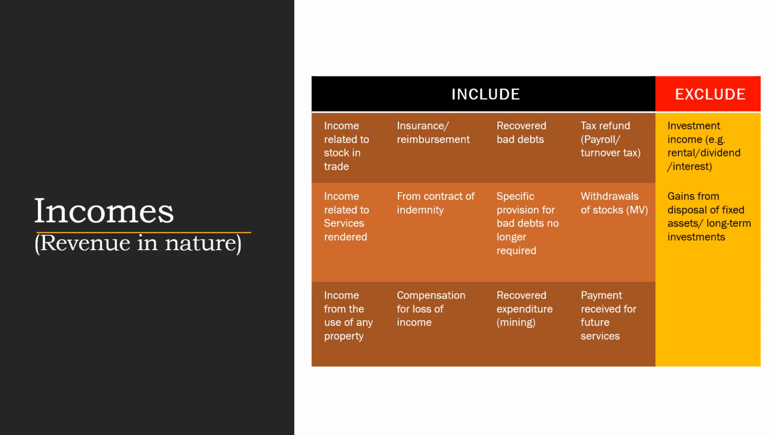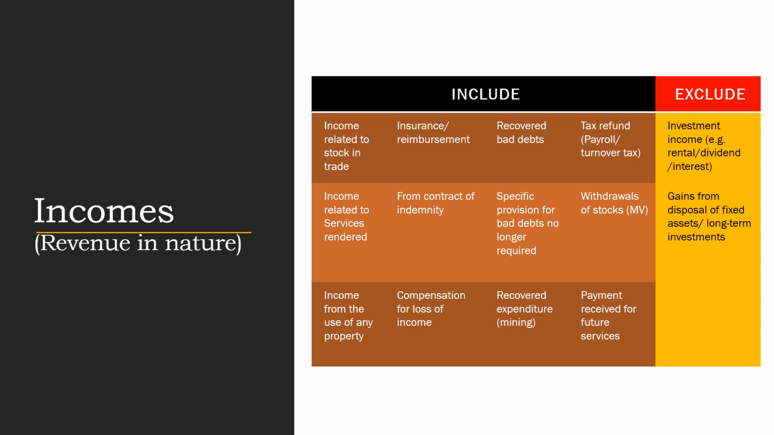So these are what we can include in the income. Examples: stock in trade, services rendered, what I have mentioned just now. Income from the use of any property. So it's like rental, but sometimes it can be leasing. So this is income from the use of any property.